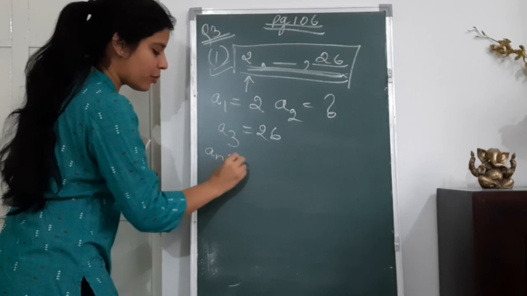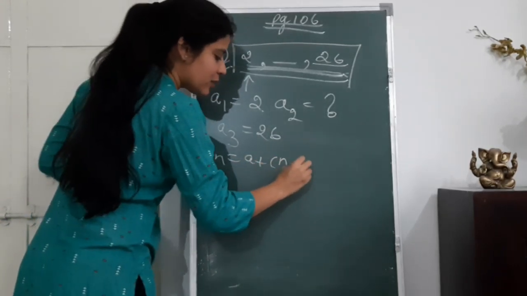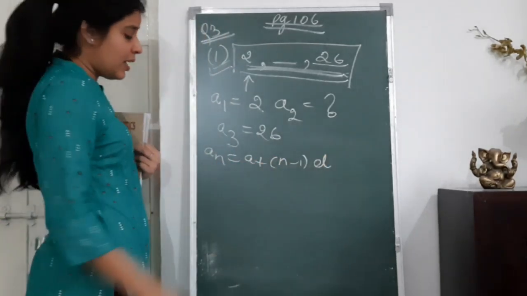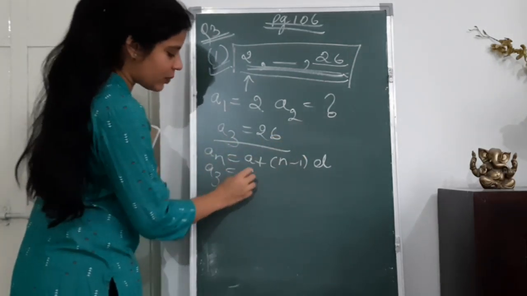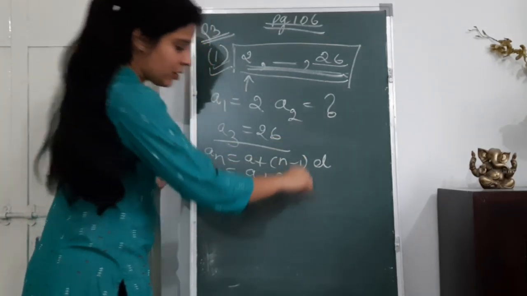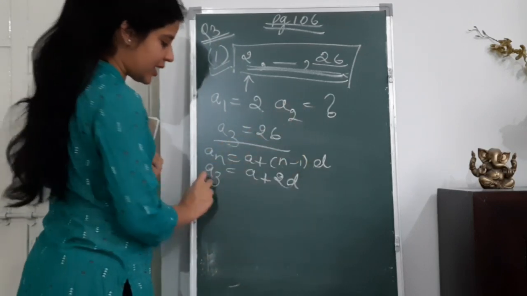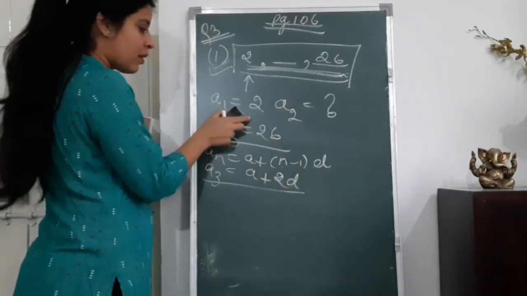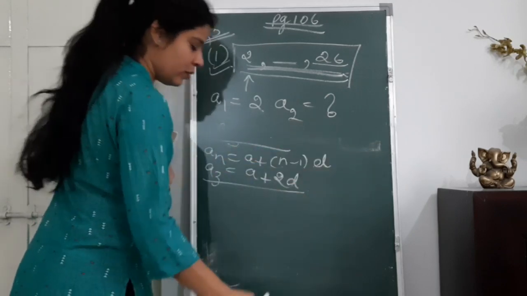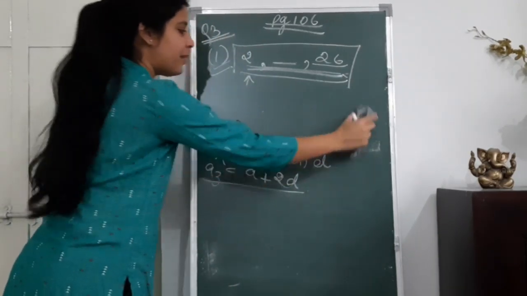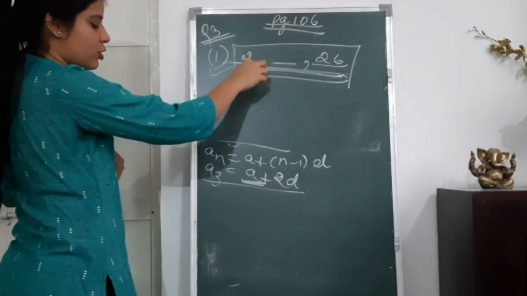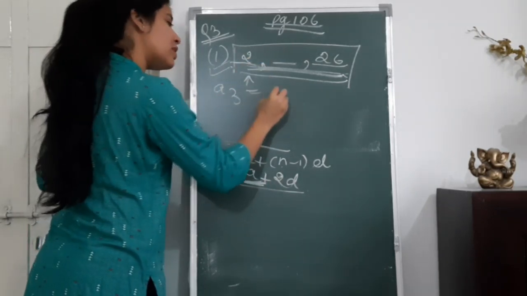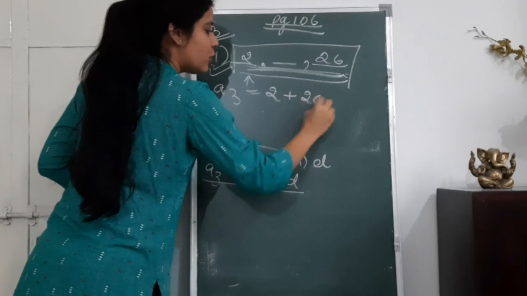We know from our formula an is equal to a plus n minus 1 into d. If I put the value of n as 3, I get a3 is equal to a plus 2d, because 3 minus 1 is 2. Now a3 is equal to a plus 2d. What is the value of a? A is the first term, which is equal to 2. So a3 is equal to 2 plus 2d.